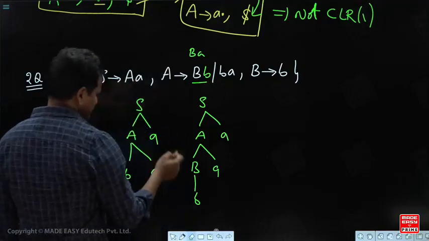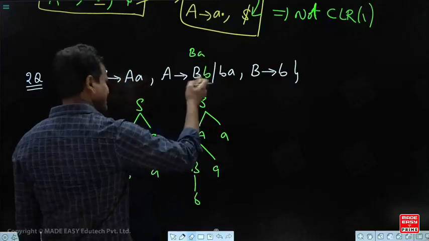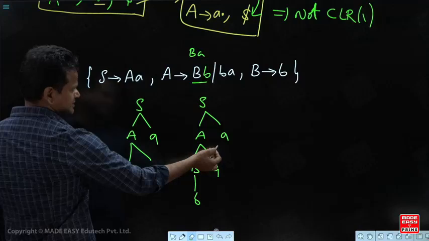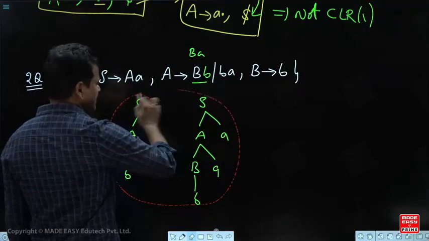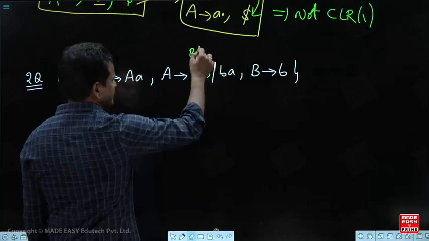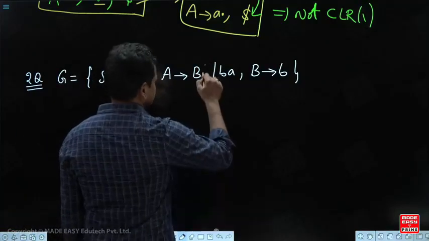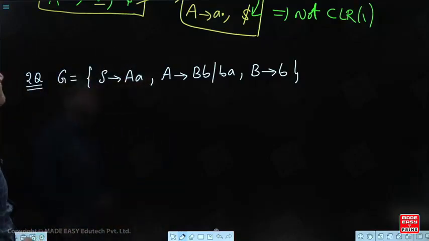Change this question as BB. If still it is ambiguous, then leave the question, meaning just keep it as it is. So earlier it was ambiguous, so not LR of 1. Because of that ambiguous question, I have changed this. Now try this question. Okay.